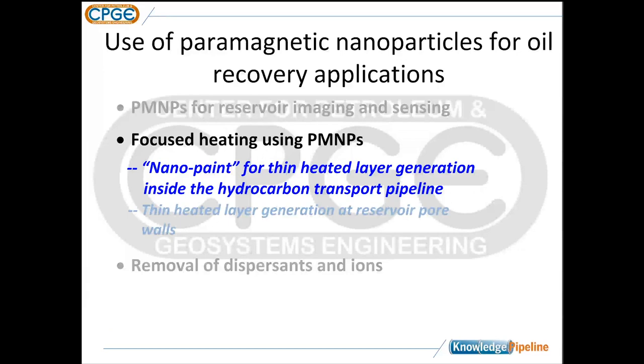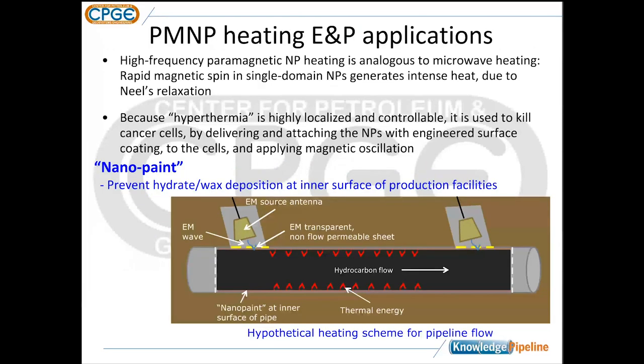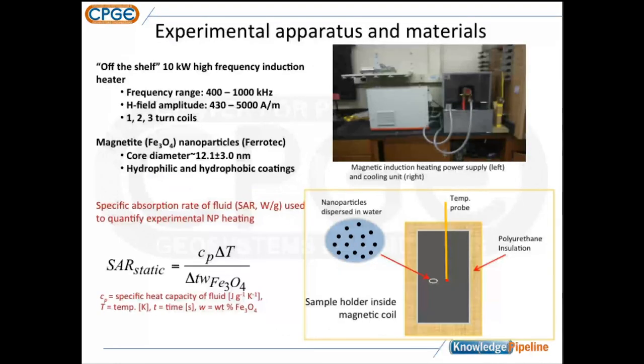So our idea is to mix a moderate concentration of the paramagnetic nanoparticles into paint, which we call nanopaint, to be applied to the inner surface of the oil or gas pipelines, especially for subsea pipeline where seawater temperature is very cold, being only about 4 degrees centigrade. Magnetic field oscillation is then applied to generate a thin heated layer right at the inner surface of the pipe so that the hydrate or wax deposit there could be removed or such deposition can be prevented. The key advantage here of the method is that we don't need to heat the whole pipe as is currently practiced.